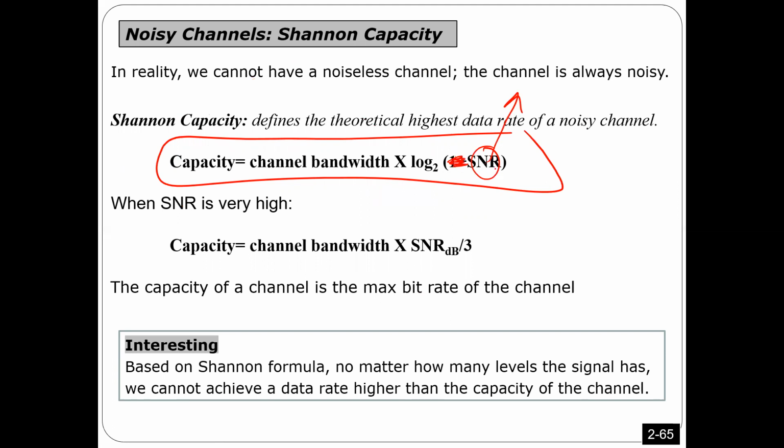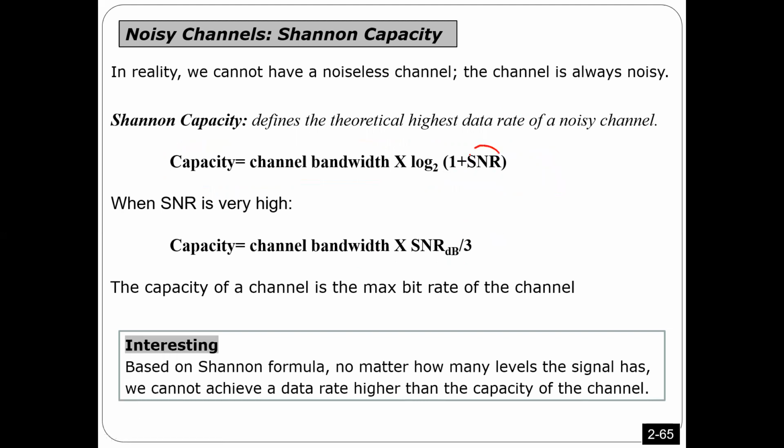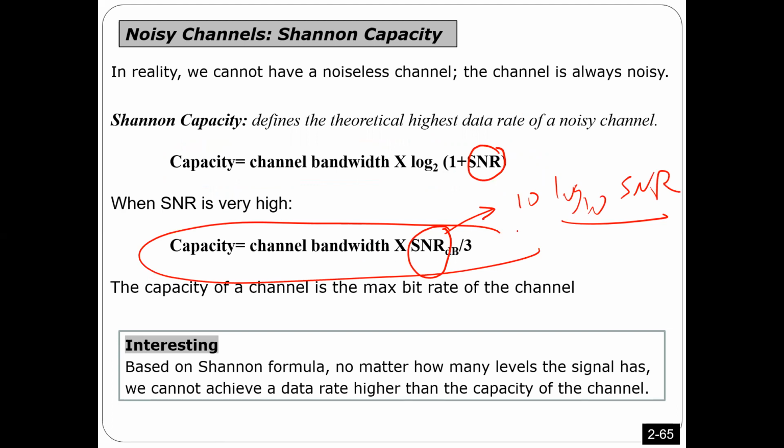So it's going to be log two of the signal to noise ratio, and then you can use the properties of logarithms. In this case, capacity equals the bandwidth times the signal to noise ratio in decibel divided by 3. You got what I'm saying? Keep in mind, here the signal to noise ratio is as a ratio, and this one is in decibel. Remember, I told you before, the decibel is 10 log 10 of the signal to noise ratio. Also, this is an approximated value, only valid when the signal to noise ratio is too high, because we ignore the one here.